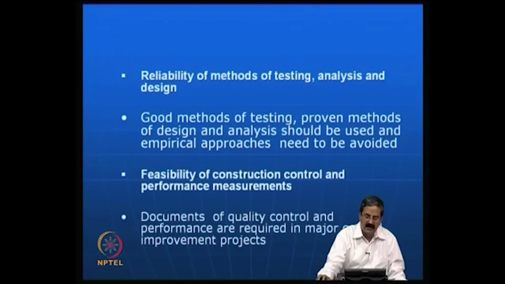And another important point is performance measurements. You are expecting, say, that settlements will come down, so you have to measure them. You keep on measuring the settlements, and only then can you say that the settlements are not there. You use a ground improvement technique, and if you do not measure and then there is a settlement, then there is a big problem. So one needs to have this. So documents of quality control and performance are required.